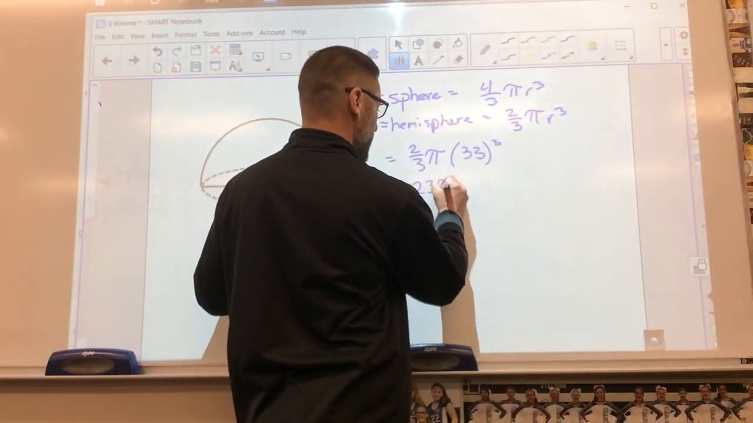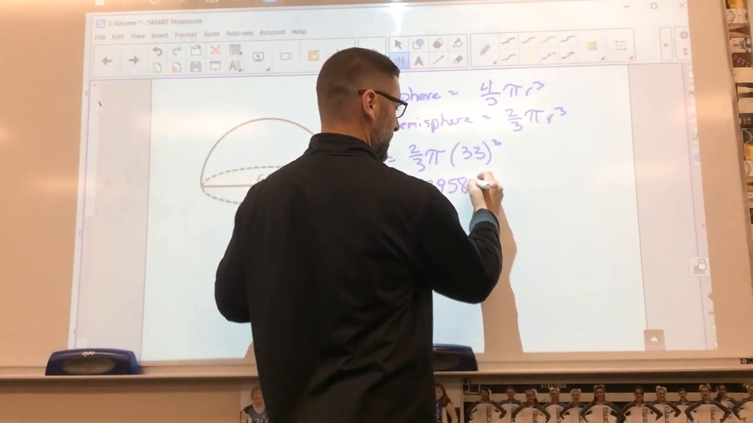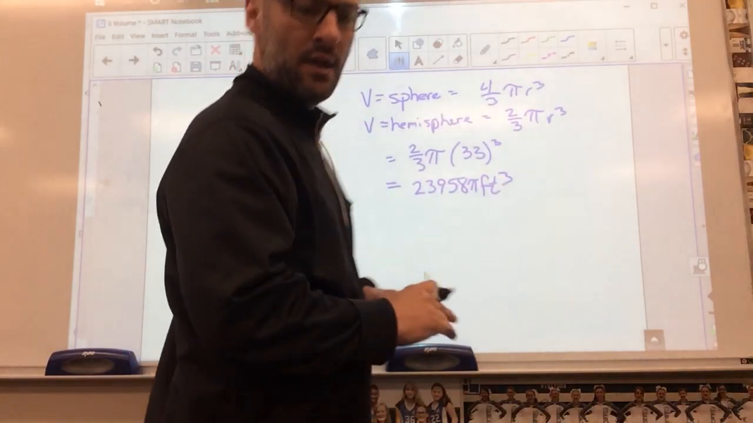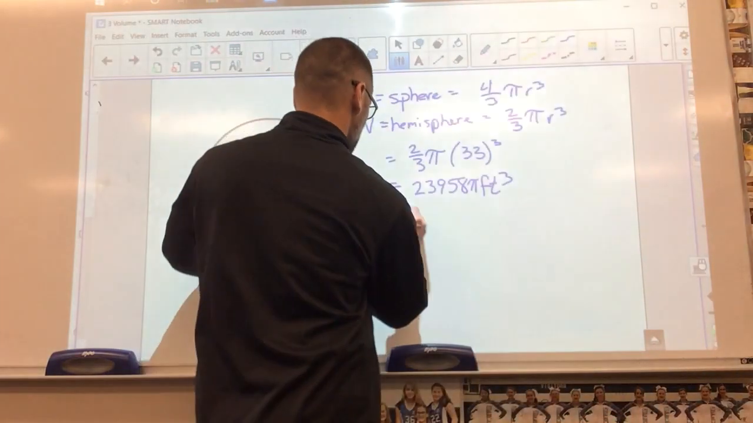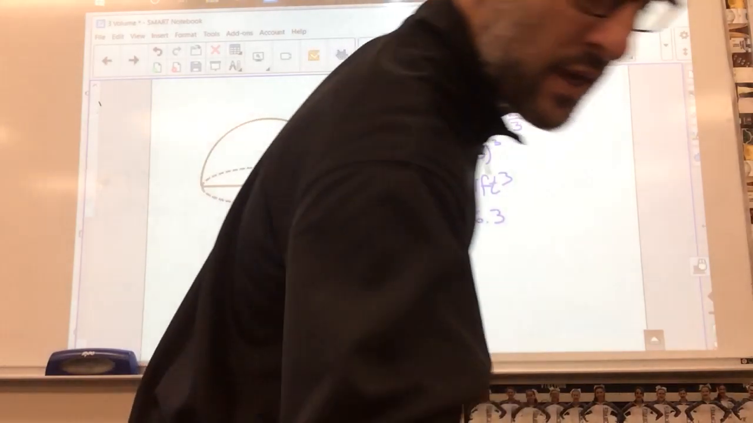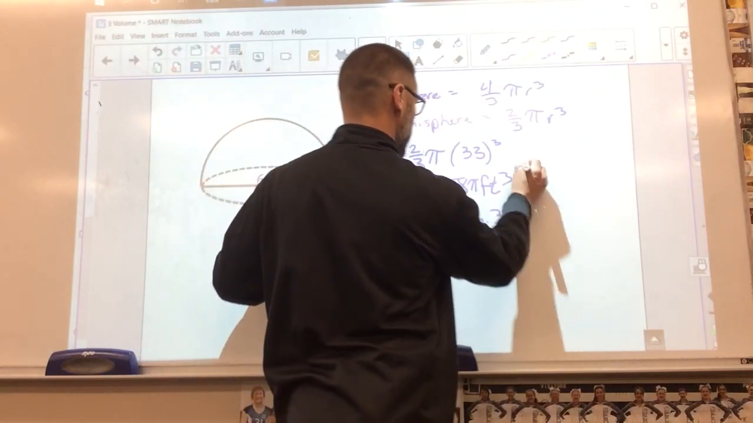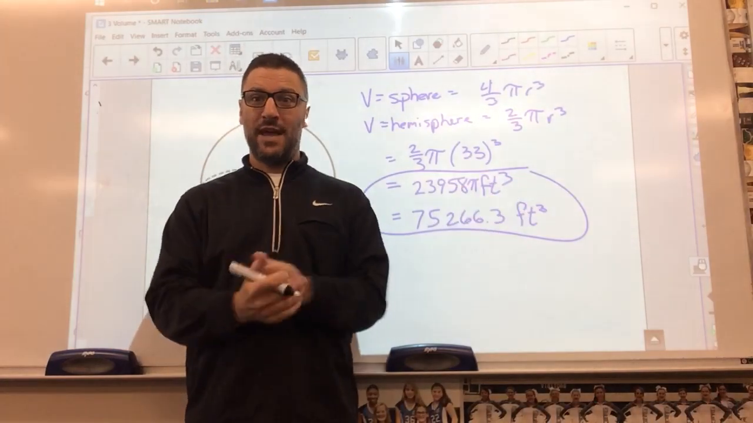And I got 23958. 23958 cubic feet. Oh, pi. I forgot to bring the pi down. 23958 pi cubic feet. I will multiply that by pi on my calculator. 75266.3. Let's make sure that's right. 75266.3 cubic feet. That's it. Volume of a sphere and hemisphere. Good luck.